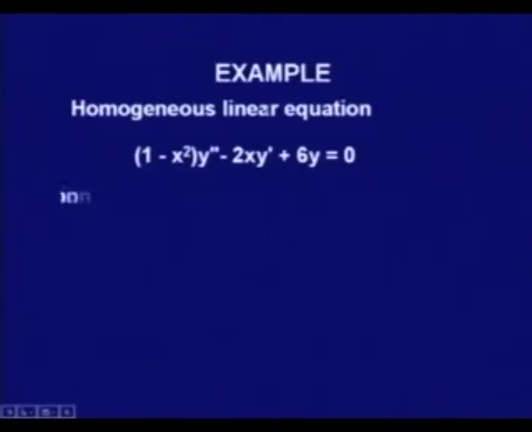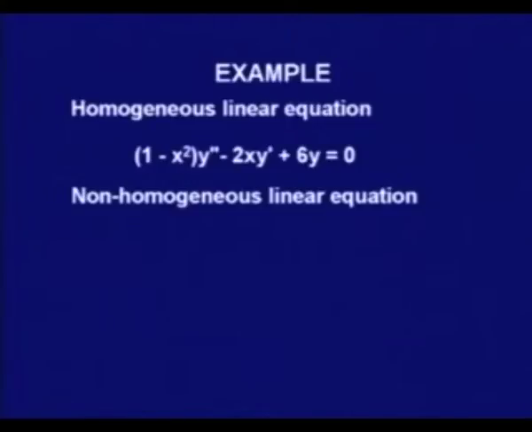Let us see another example, a non-homogeneous linear equation. y double dash plus 4y is equal to e to the power minus x times sin x. Again we see here that y and y double dash occur in first degree and separately, and the right hand side is a function of x which is not 0. So, this is non-homogeneous and linear.